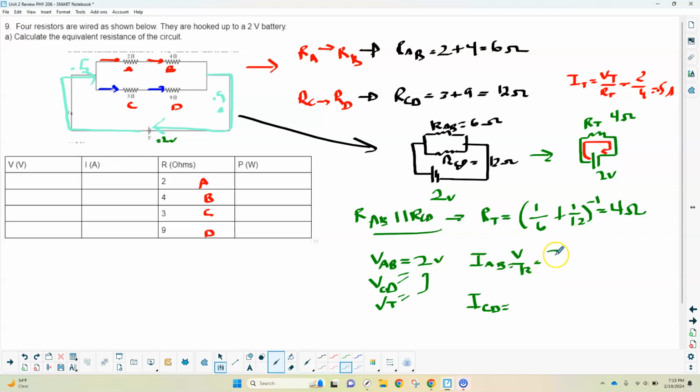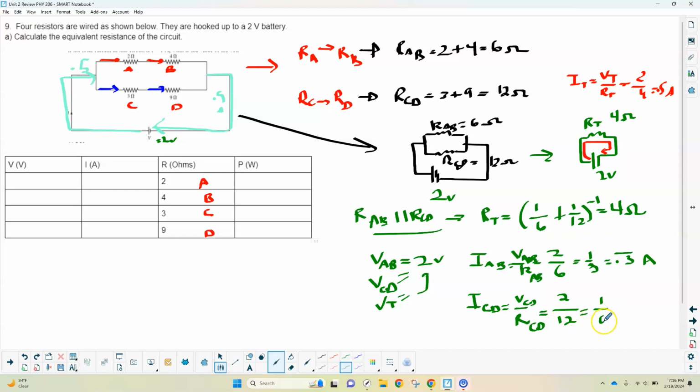So this would be 2 over 6, which is 1/3. I'm just going to leave it as 1/3 because that's easier as a fraction than a decimal. As a decimal, it's 0.3 repeating amps. You could write it out like that. And then for CD, it'd be the voltage of CD divided by the resistance of CD. I didn't write it up here, but this is AB and AB, so I'll go back and put that in. The voltage is still 2 across that, and this time we're dividing by 12. So that's going to get you 1/6.